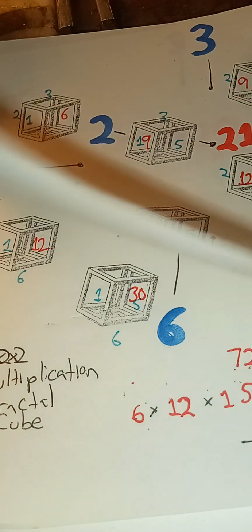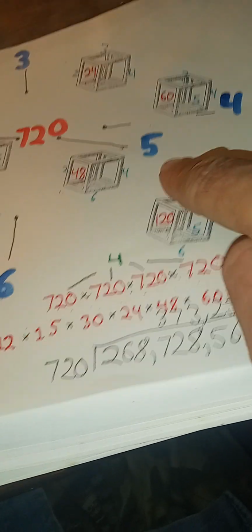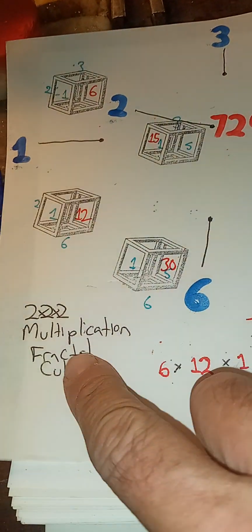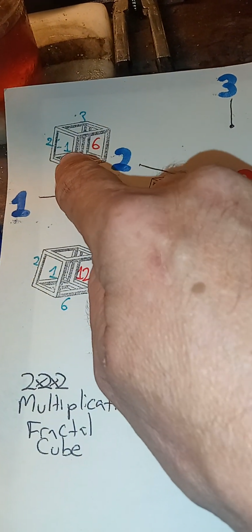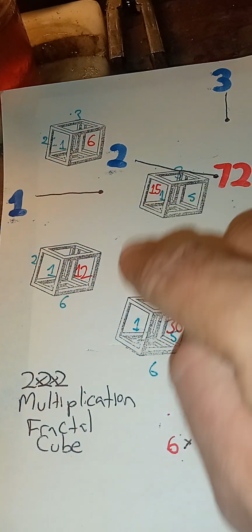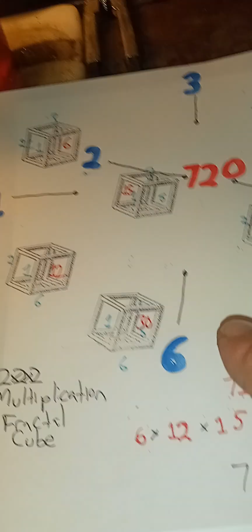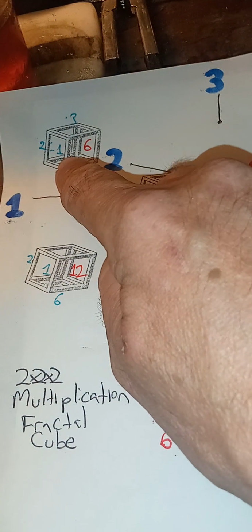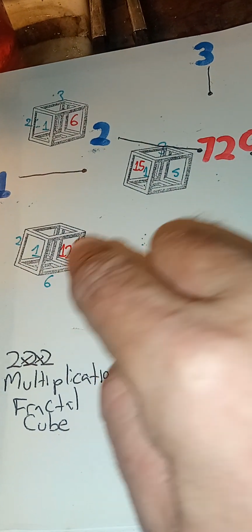So this is another example with the same numbers, primary numbers 1, 2, 3, 4, 5, and 6, but it's multiplication 2 by 2 by 2. So you number them the same as before. That doesn't change. 1, 1, 1, 1, 2 in the back, 3 on top, 4 over here, 5 in front, and 6 on bottom. But then you multiply those numbers. 1 times 2 times 3 is 6. 1 times 2 times 6 is 12.